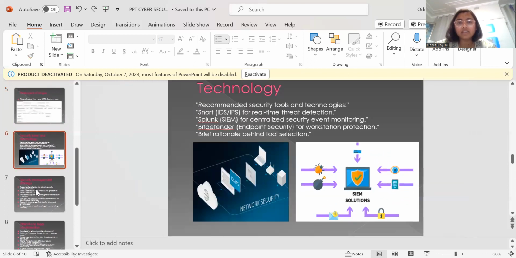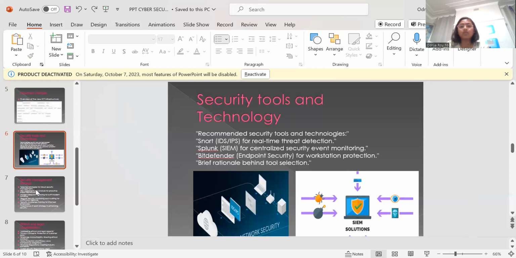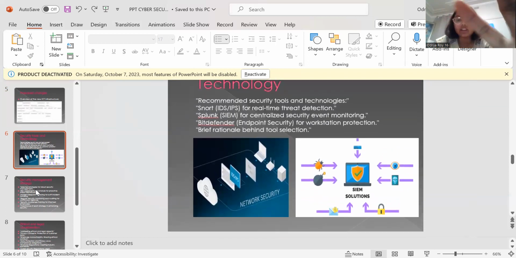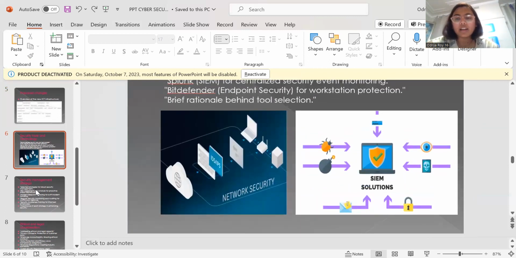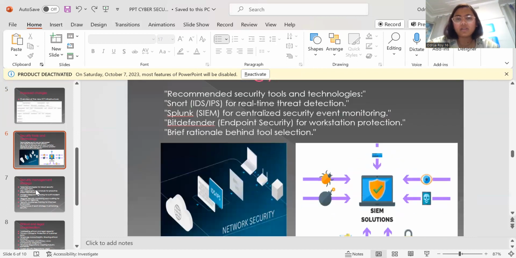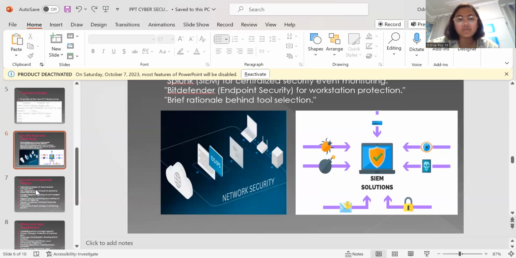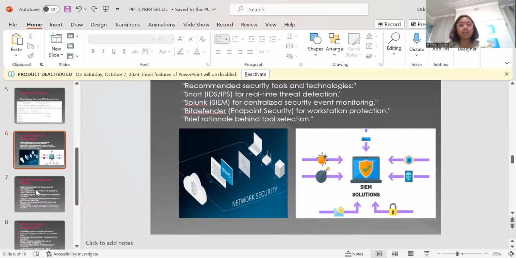Here we can see the security tools and technologies for Commonwealth Bank. Here we recommend tools like Snort, Splunk, and ByteTender, with a brief rationale behind the tool selection. So here, a SIEM solution is the recommended one for network security, IDS, IPS and various other things.